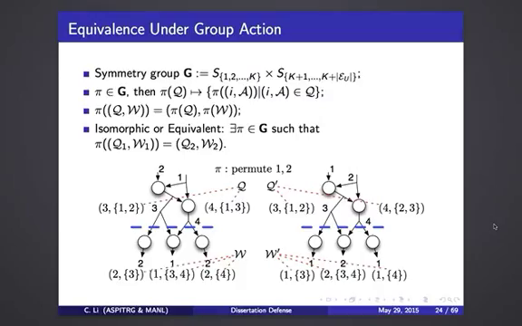So two networks are said to be equivalent if there exists a permutation so that one can be obtained from the other under this permutation. As this example shows, the two networks are isomorphic because one can be obtained from the other by permuting source 1 and 2 in both Q and W.